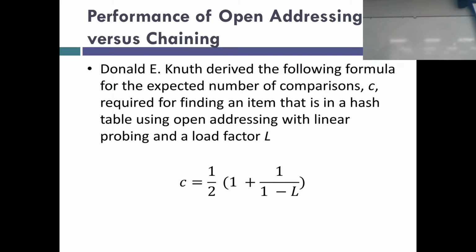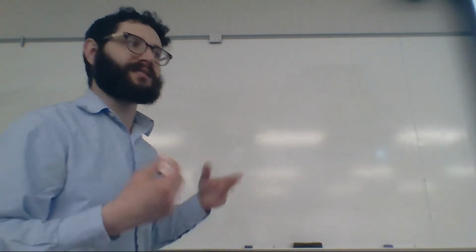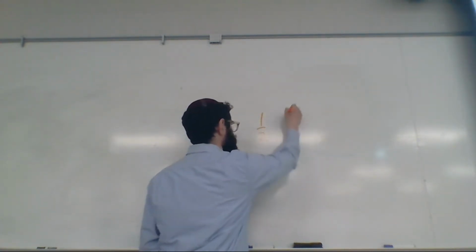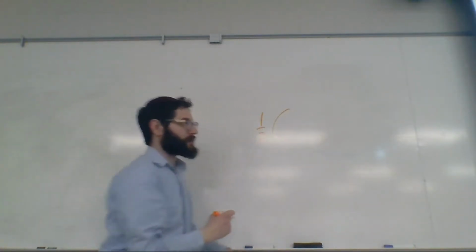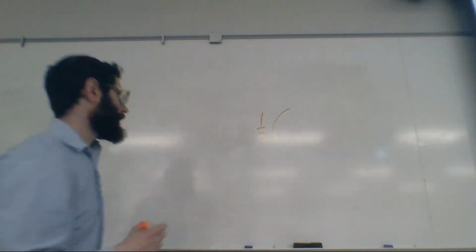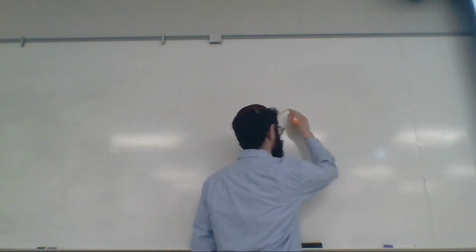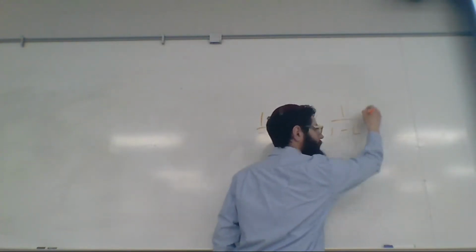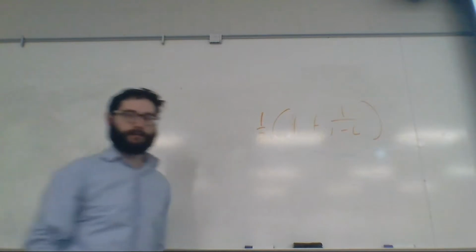Okay, so let's say that our hash table is 75% of the way full, like in our example hash table. So let's say it's got filled up to the maximum, which is 75%. After 75%, we resize. The formula is 1/2 times (1 plus 1 over 1 minus L), where L is the load factor.